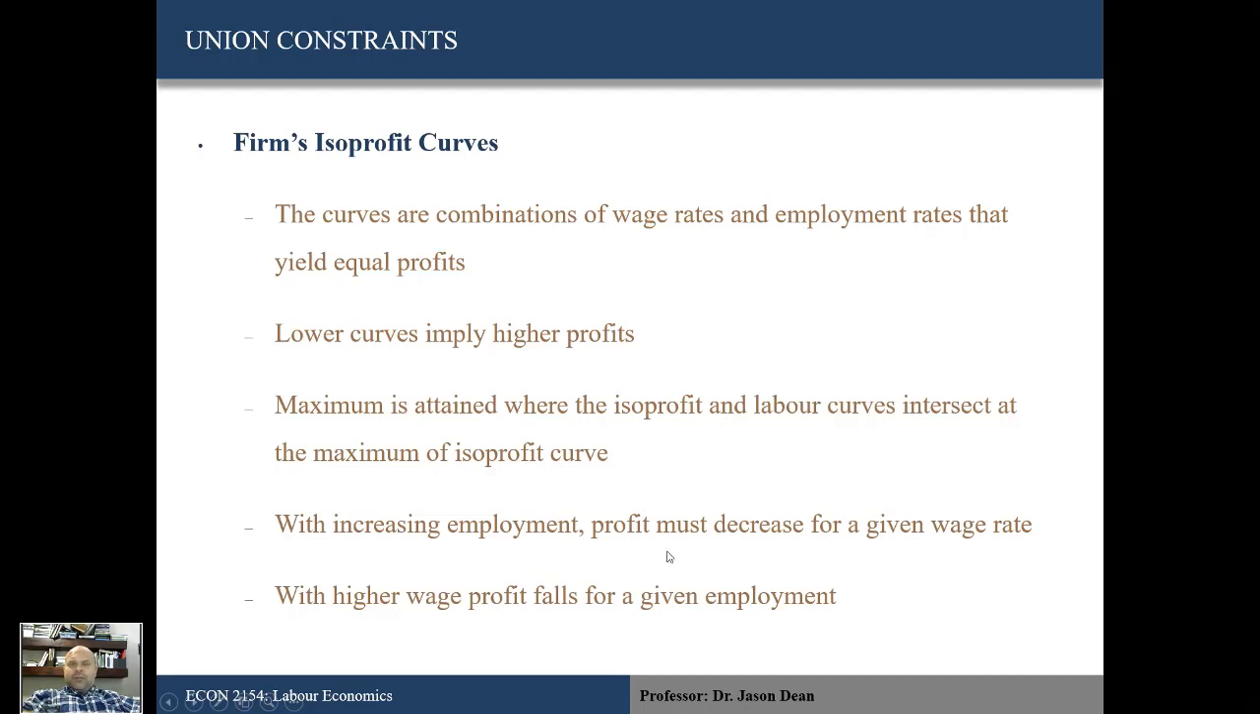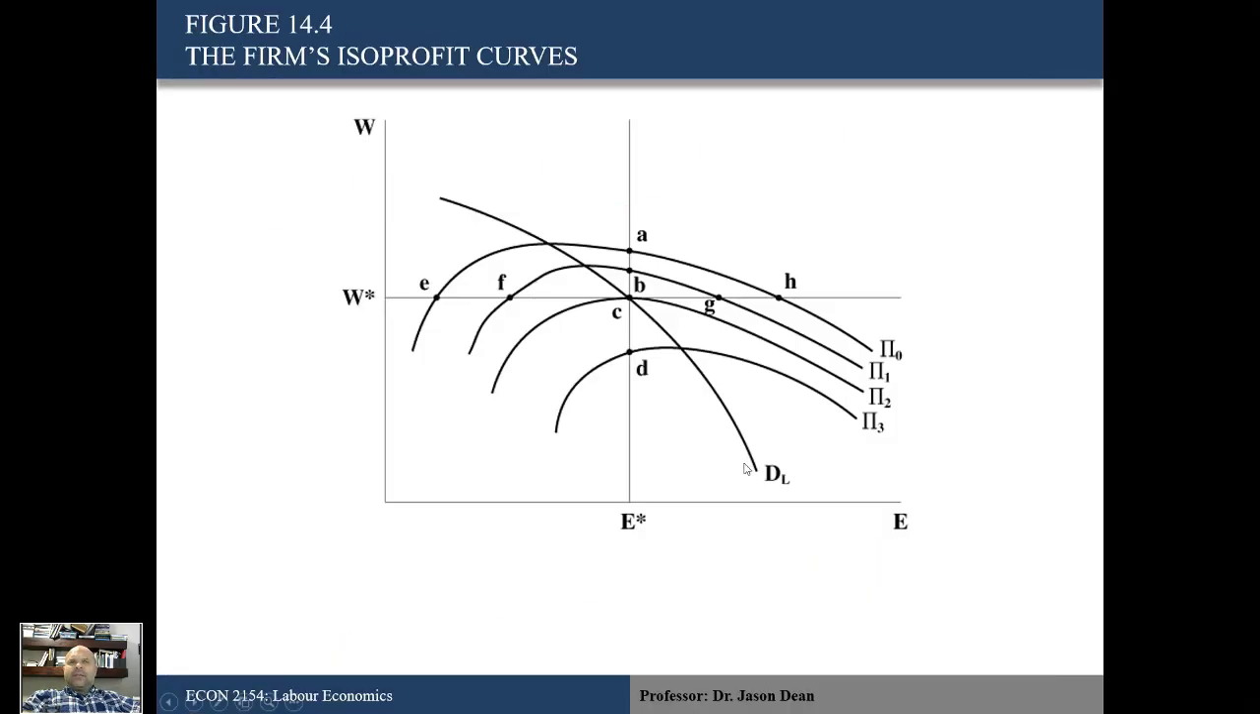With increasing employment, profit, of course, will decrease for a given wage because the maximum is on the labor demand curve. If we hire more workers than the maximum, we're obviously going to be reducing profit. So with a higher wage, profit falls for a given employment. Let's look at these on a diagram. So these are different isoprofit curves, okay? So if you think of this wage here, suppose this is the negotiated wage with the union.